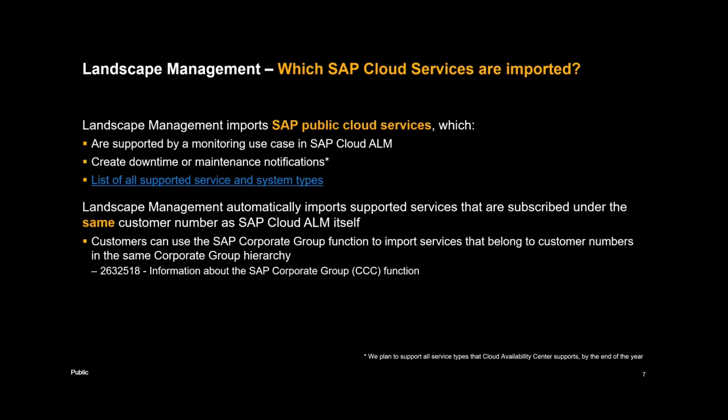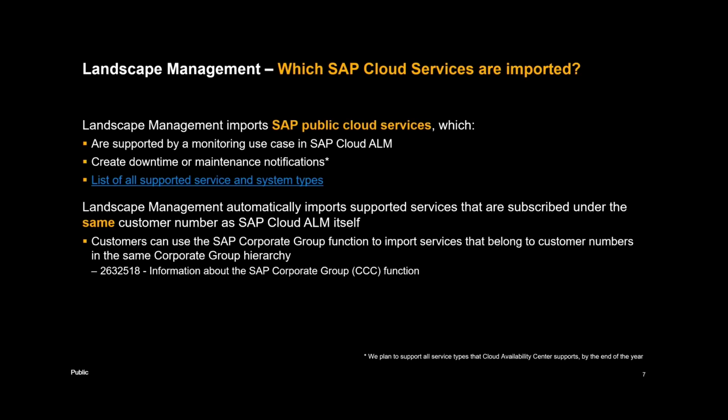What do we support for each? Well, first, what services do we support? But now, what tenants do we support? We automatically support all tenants that run under the same customer number as Cloud ALM. That's what works out of the box. When Cloud ALM is provisioned, we automatically import all the tenants that belong to the same customer number.